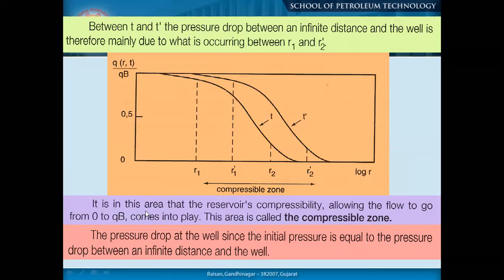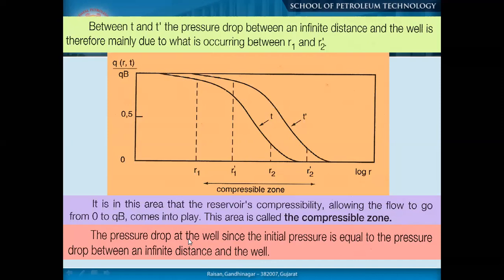Okay, so it is this area, the reservoir compressibility, that allows the flow to go from 0 to Q. That means this part is not supporting any Q, this part has not yet supported. So this area is actually a transition zone, or you can say compressible zone, which is supporting from 0 to Q. That means whatever production you are getting at the reservoir, that is supported.